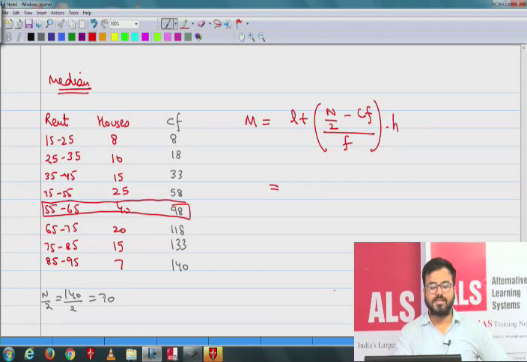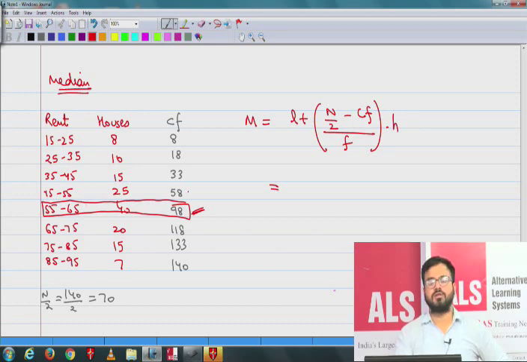So after getting 70, which is n by 2, you just have to look at the cumulative frequency. Which cumulative frequency is just greater than 70? So you can see after 70, we have the number 98, which is just greater than 70. So 98, highlight this one, this will be your median class.